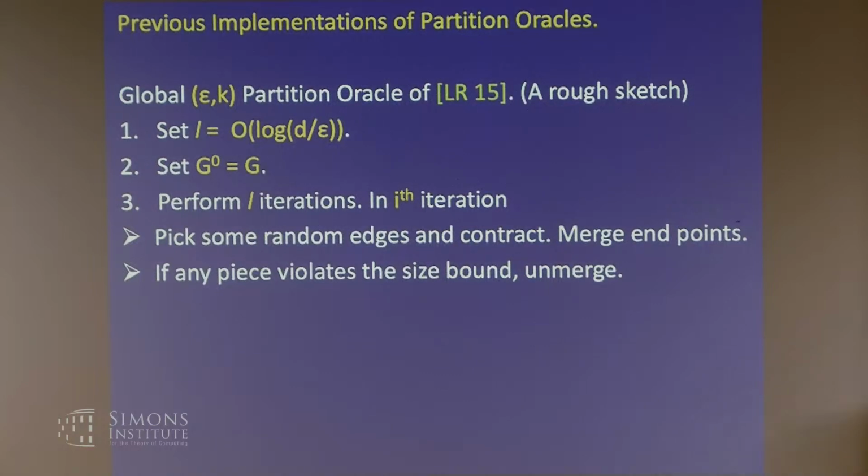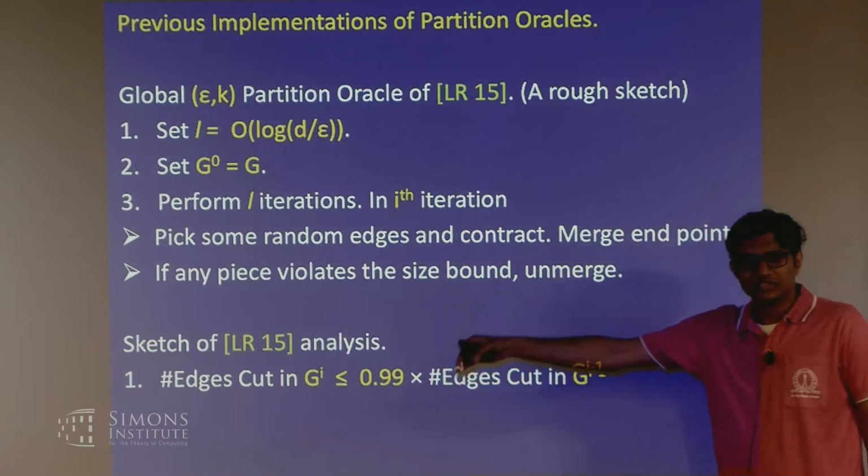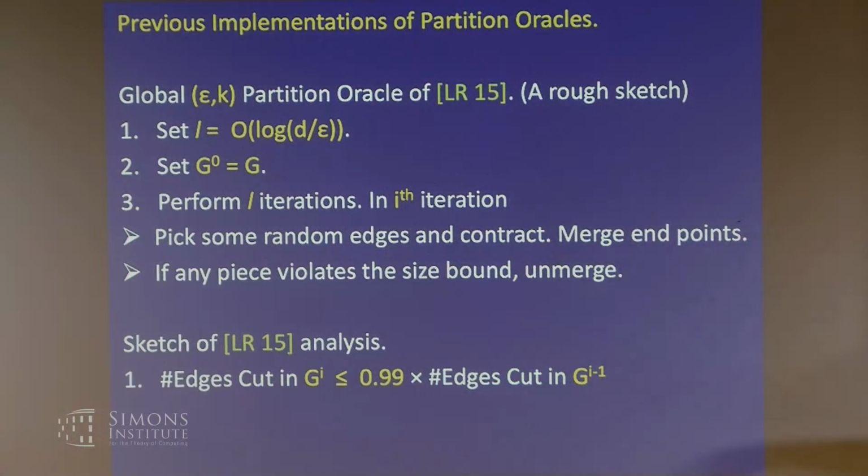Now let's see a quick sketch of the analysis that Levi and Ron used. It roughly tells you the following: you will show that the number of edges that you cut in the graph G_i shrinks by at least a 0.99 factor as compared to the graph that you had in the previous step.